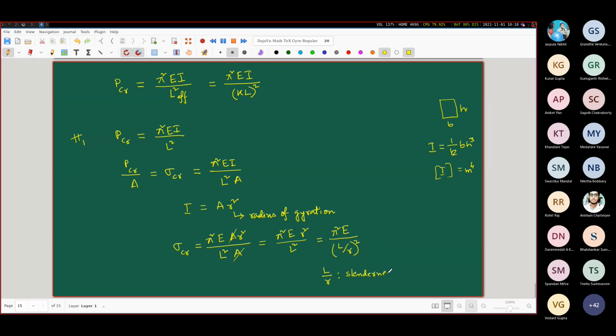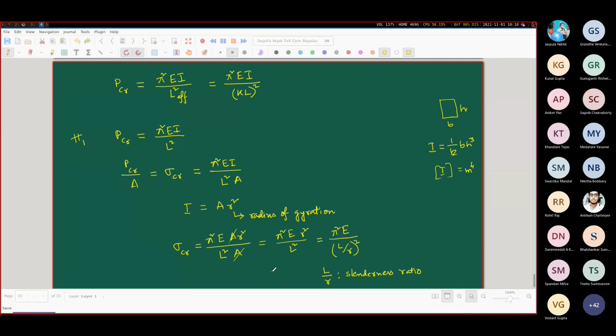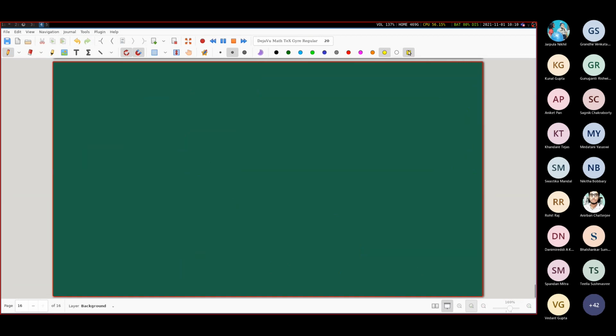And in the design of columns, this slenderness ratio plays an extremely important role. Why is that? Let's do one thing. Let us try to plot this sigma critical versus this L by r. Okay, so it's going to look something like this. On the x-axis, we have L by r, not L by r square, okay, L by r. And here we have the sigma critical.